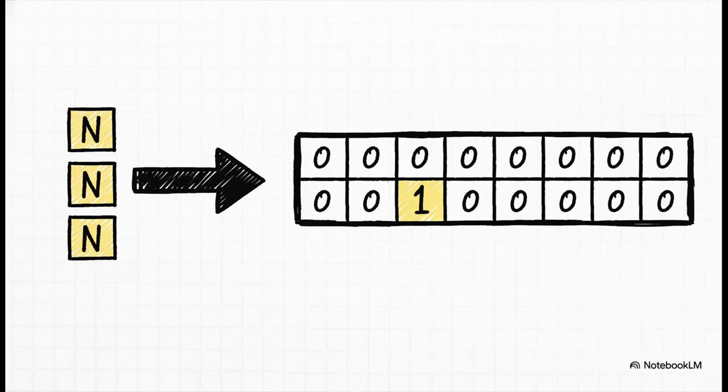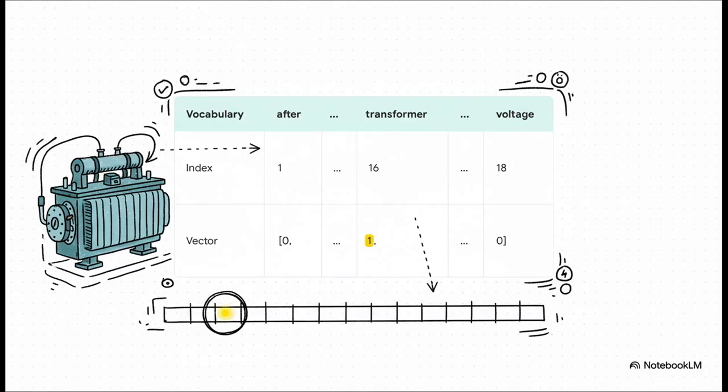So the formula is this. If our vocabulary, our dictionary, has, say, 18 words in it, then the vector for every single word will be 18 numbers long. And to represent a specific word, we just put a 1 in the position that matches its spot in the dictionary, and leave everything else as a 0. That's it. Let's make this crystal clear.